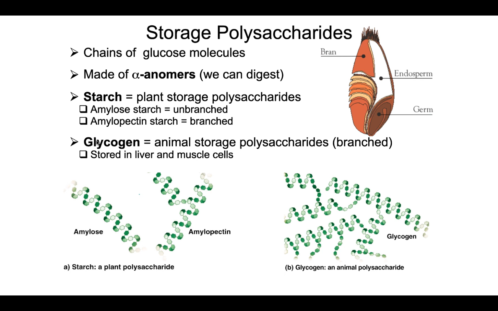Now, glycogen is how animals store glucose molecules. And when you take a look at glycogen that is stored within granules within the cell, they look like this. They look actually much more similar to amylopectin than amylose. It's got a lot of branching.